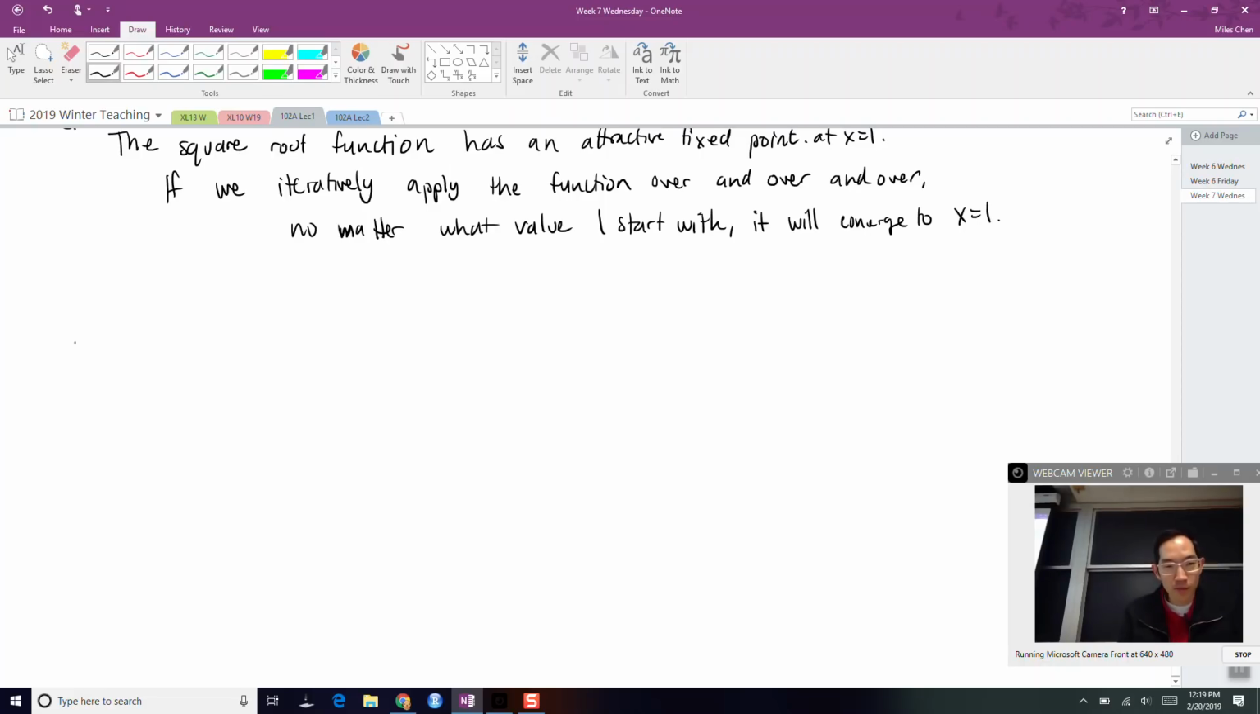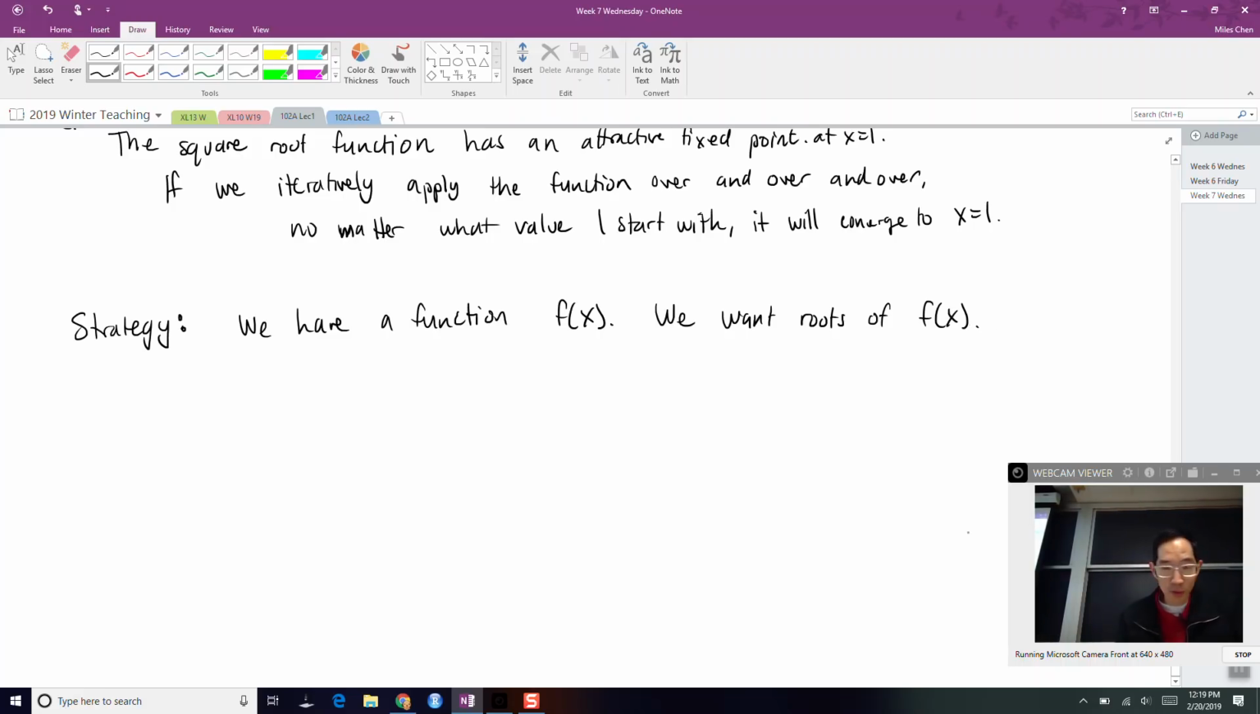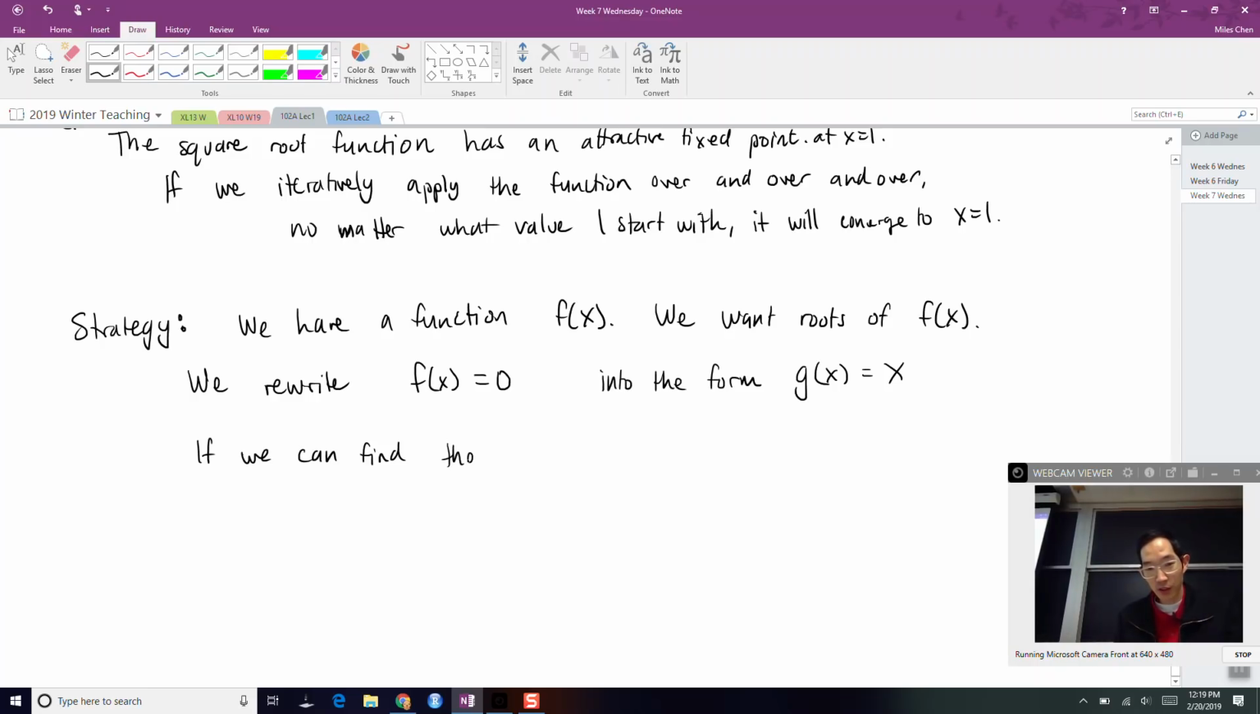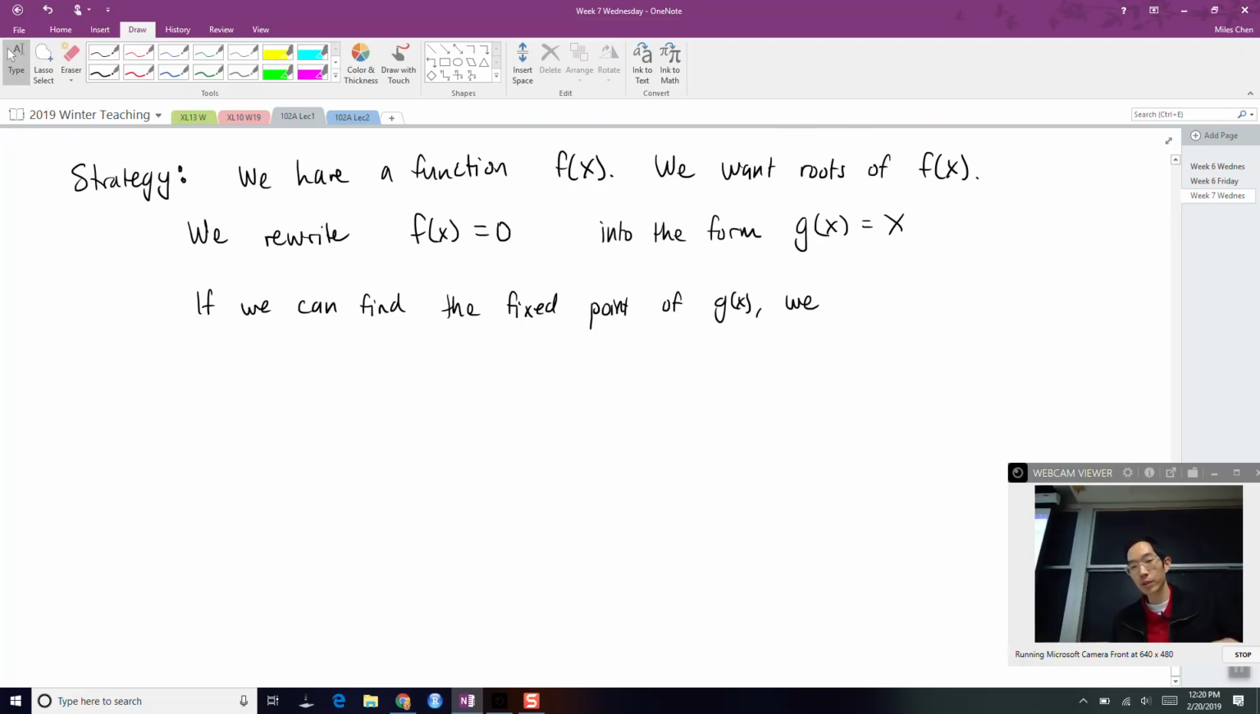So here's our strategy. We have a function f of x. We want the roots of f of x. We rewrite f of x equal to 0 into the form g of x equal to x. If we can find the fixed point of g of x, we have solved for a root of f of x.